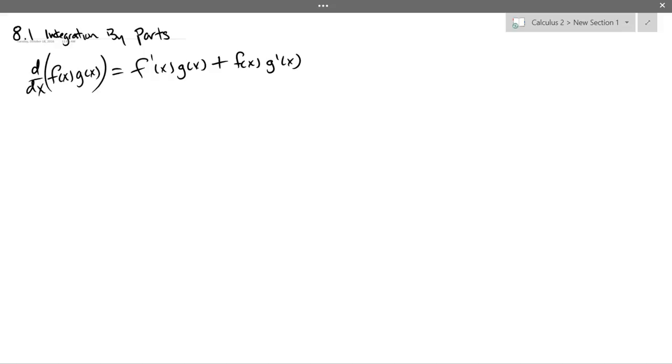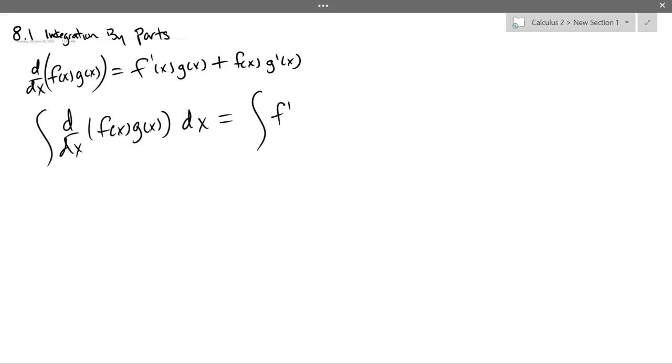Nothing surprising there. So what we're going to do is take this equation I just wrote down, which we all agree is true, and take the antiderivative of both sides. We all agree that we're starting out with a true equation, and I'm going to take the antiderivative of both sides with respect to x. So I just put an antiderivative and a dx on both sides.